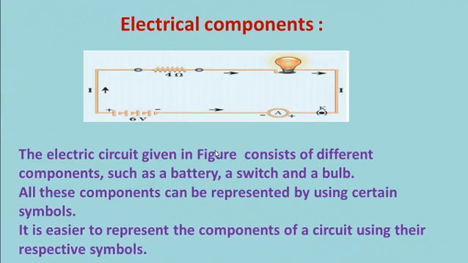Then electrical components. See the diagram. The electric circuit given in the figure consists of different components such as a battery, a combination of 4 cells, a switch and a bulb. All these components can be represented by using certain symbols. It is easier to represent the components of a circuit using the respective symbols.